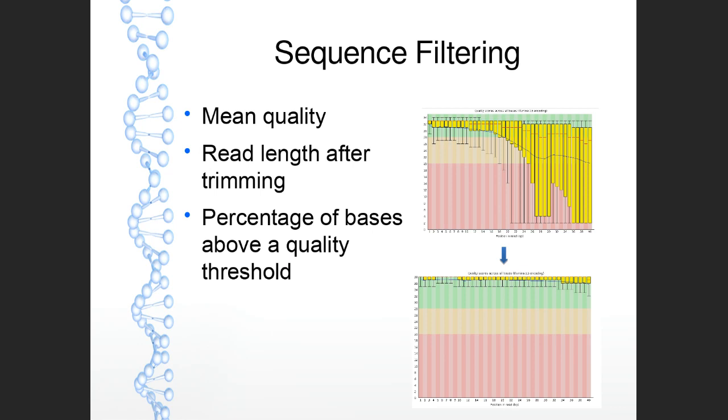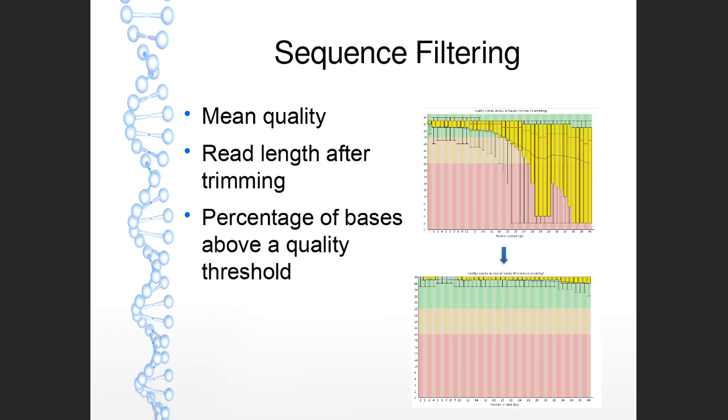Once we've done that, we can then filter our reads. So we can filter based on the mean quality, filter by read length. So if we trimmed low quality bases off the end of our reads and the read has ended up being very short, we could filter that out. This will obviously depend on how long our reads were to start with. And we can also filter based on the percentage of bases that are above a particular quality threshold within our reads as well.